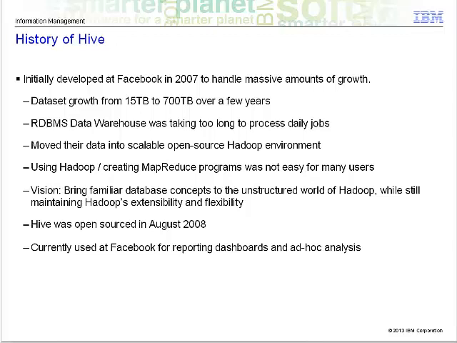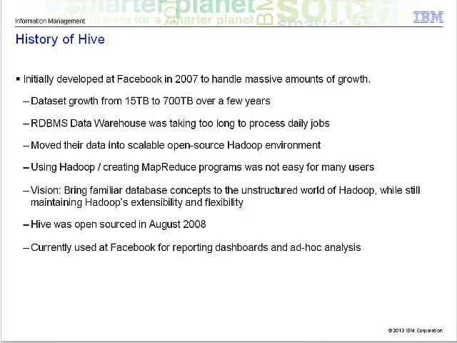Hive was initially developed by Facebook in 2007 to help the company handle massive amounts of new data. At the time Hive was created, Facebook had a 15 terabyte dataset they needed to work with. Just a few short years later, that data had grown to 700 terabytes. Their traditional data warehouse was taking too long to process daily jobs, so the company decided to move their data into the scalable open source Hadoop.